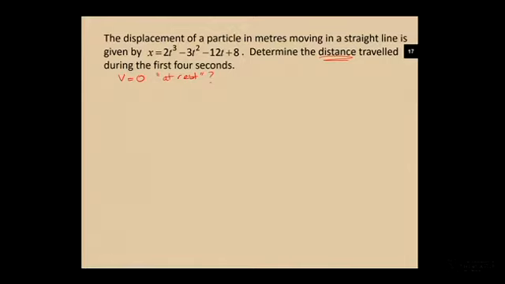Now it's back to your equation work. If you want to find a velocity, it's going to be 6t squared minus 6t minus 12. Now here's your equation work. This is not supposed to take you very long, but it is taking people a long time. If you want to see that equal to zero, then your job is to solve this.